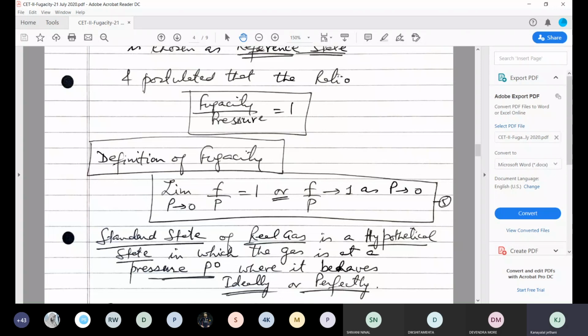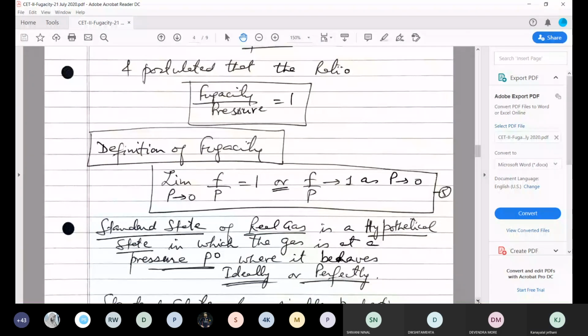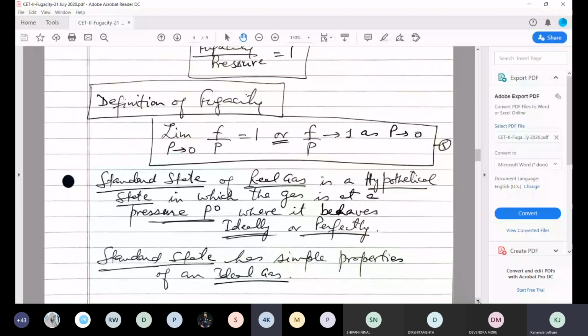Can I ask you? Yes, sir. Sir, how will we calculate at high pressure? No, at high pressure fugacity is not equal to pressure. That we'll see. We'll derive the equation. We'll see what is the effect of pressure on fugacity, just like we did for chemical potential. So at low pressure, fugacity is equal to pressure. But at high pressure, fugacity is not equal to pressure. And that is why we are defining all these things.